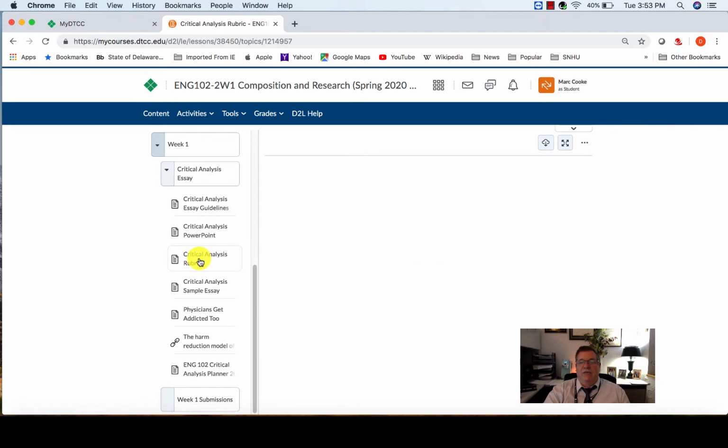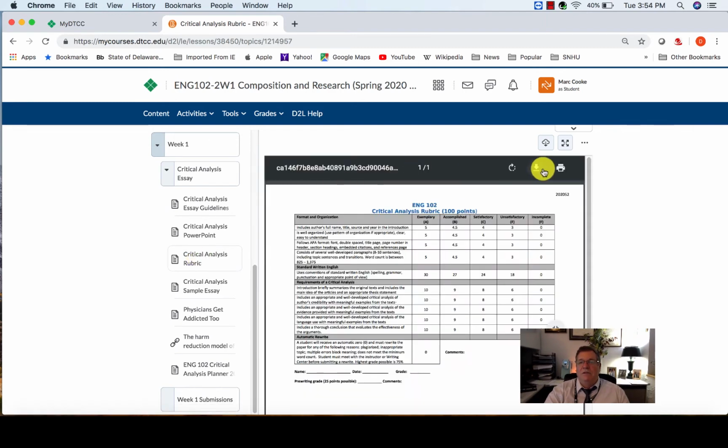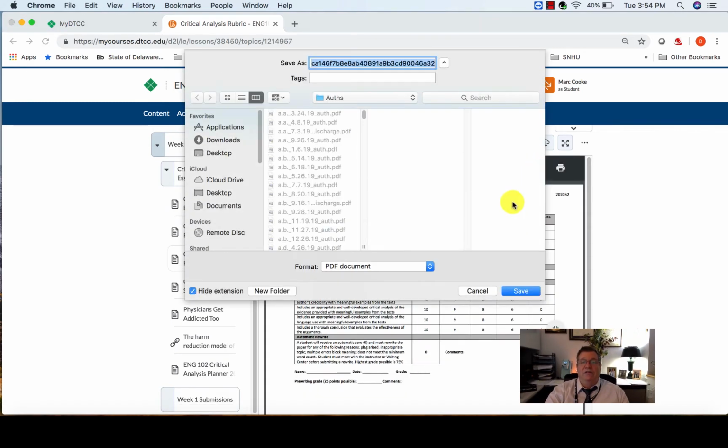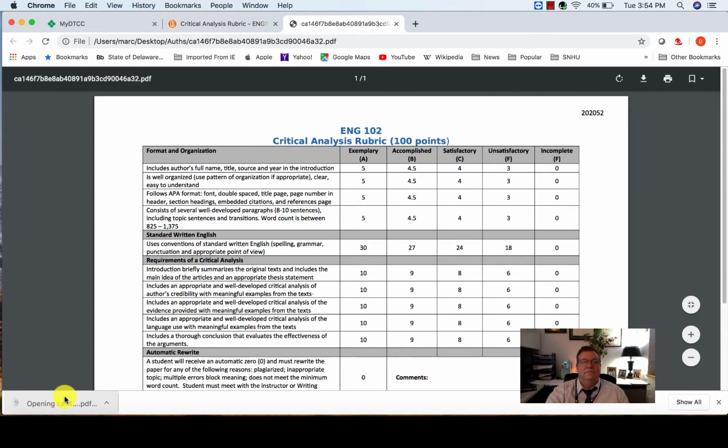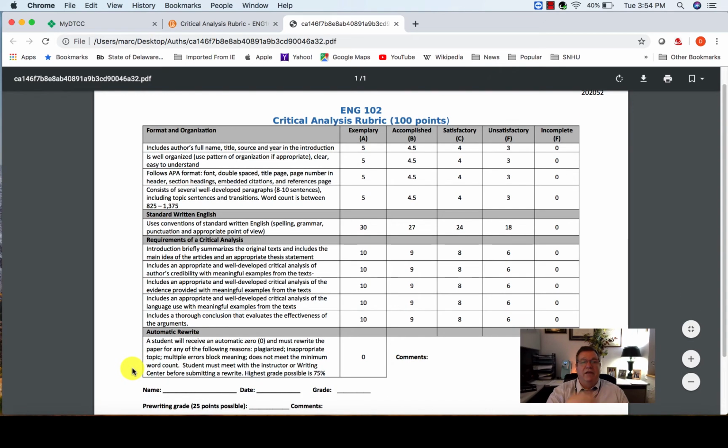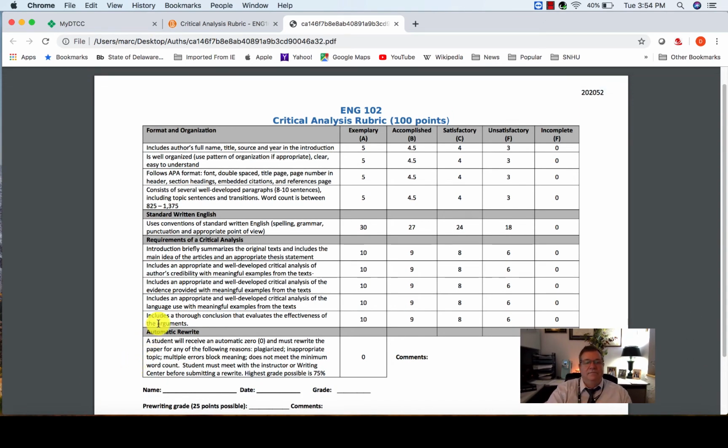Let's look briefly at the rubric together and some of the things. So I'm going to have to download this because it is too small. There we go. Now we can see it together. So basically, author's name, title, source, year. You either have it or you don't. It's well organized. You follow APA format. So by the time we get to the final version, we'll have gone over the APA 7 so that you're able to do this correctly.